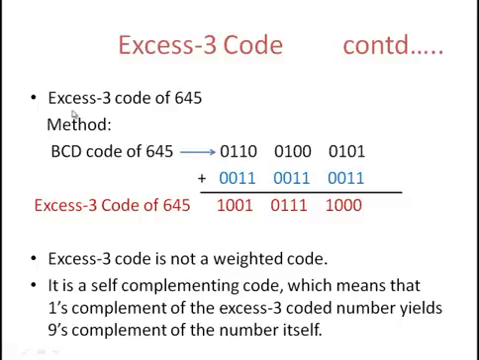Further, in order to get the excess-3 code of this number, you need to add plus 3 to each digit. That is, plus 3 is added here, plus 3 here, plus 3 here, and the result obtained after the addition is the excess-3 code of number 645. This method can help you to find the excess-3 code of any decimal number having any number of digits.